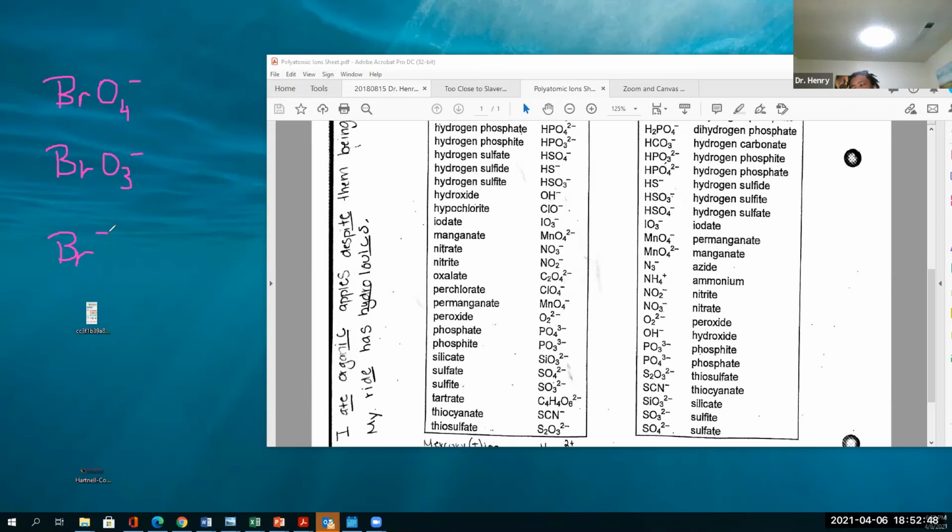Okay, the first one. Bromate. Are you sure? Because there's four of them. This is something that you also have to learn. Bromate is actually BrO3. So some of them start off with less oxygen. They won't always start off with four oxygens. So the top one would be perbromate. That's right.